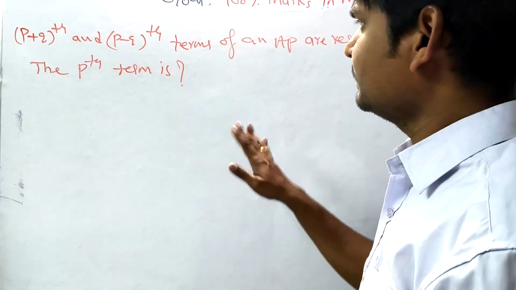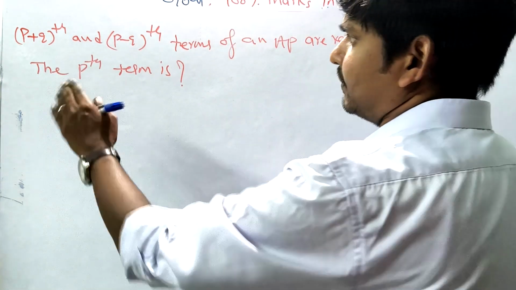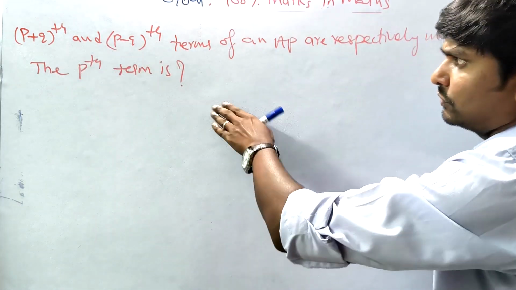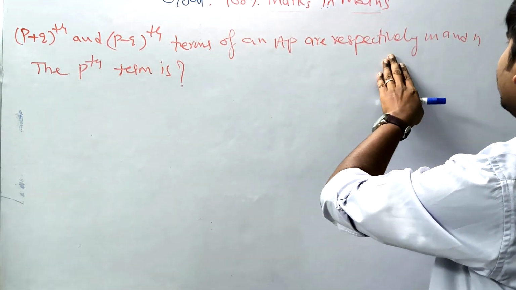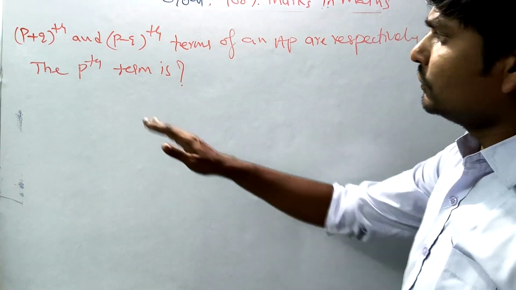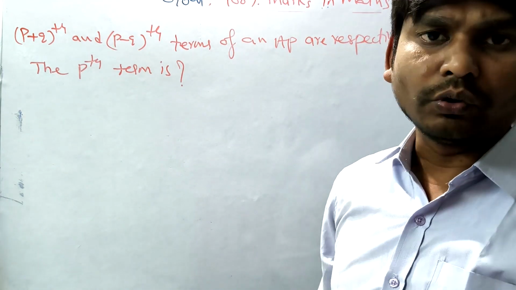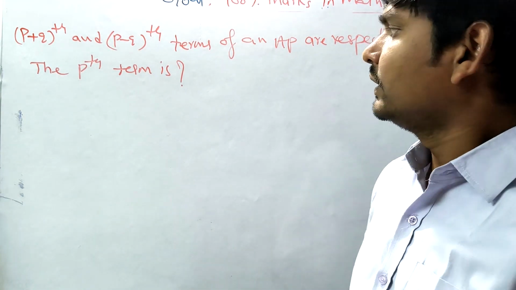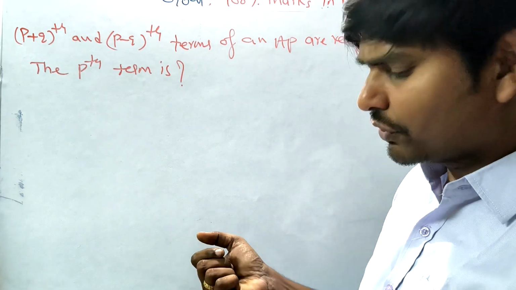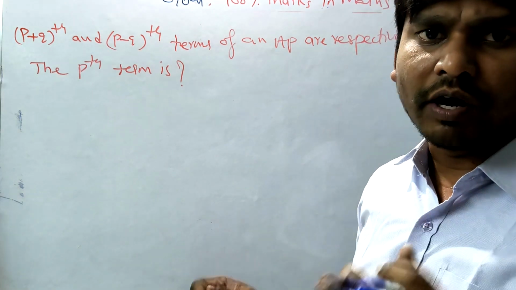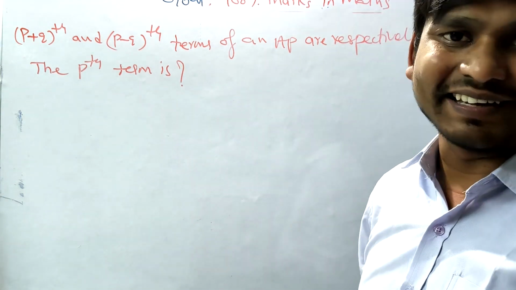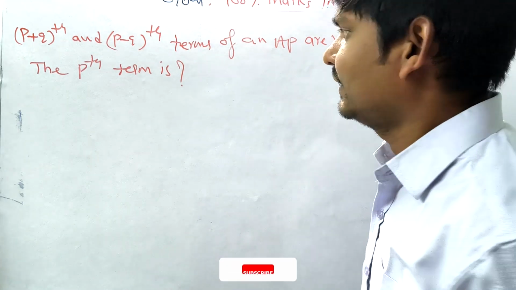See here, some challenging question. The (p+q)th and (p-q)th terms of an AP are respectively m and n. So the pth term is what? Seeing the question, don't get scared. How to solve this, we know already. What are the formulas we know? By applying those you will get the answer. No need to worry.